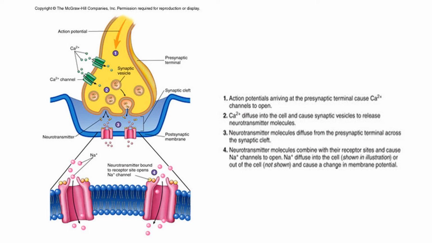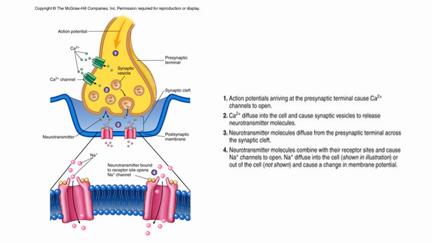If sodium channels open, the postsynaptic cell becomes depolarized, and an action potential will result if threshold is reached. If potassium or chloride channels open, the inside of the postsynaptic cell tends to become more negative, or hyperpolarized, and an action potential is inhibited from occurring.